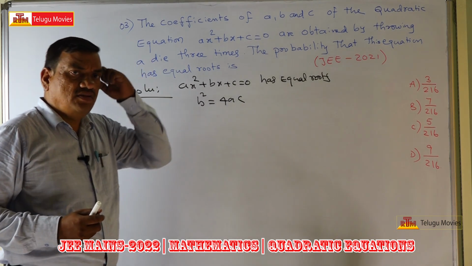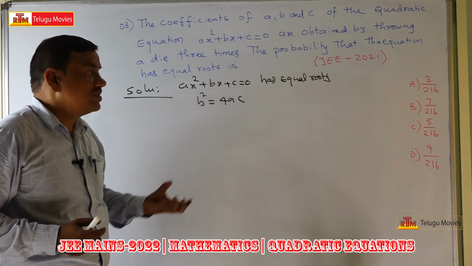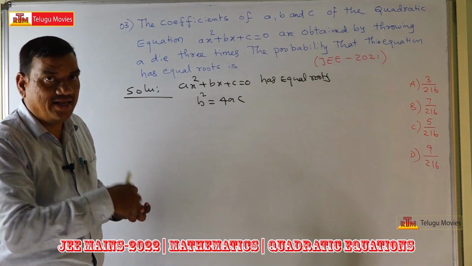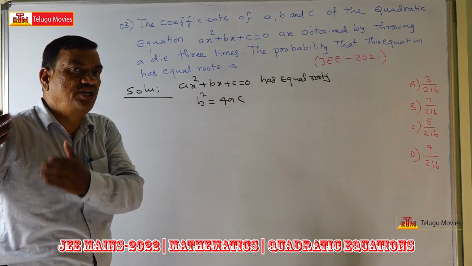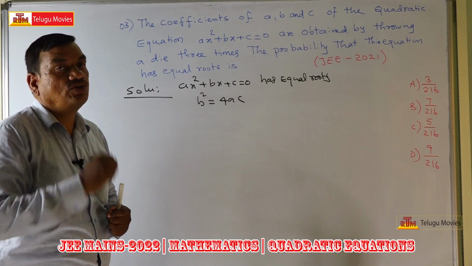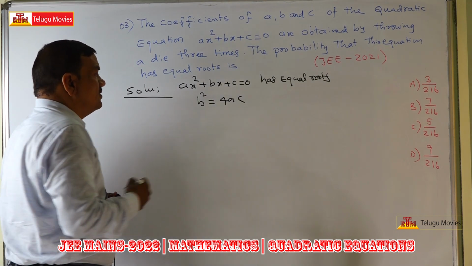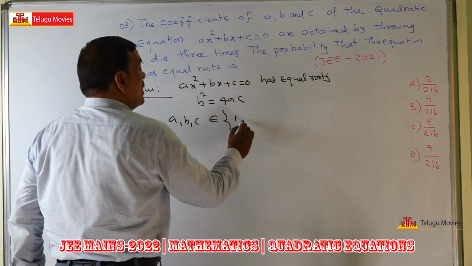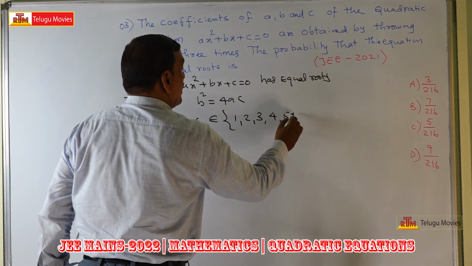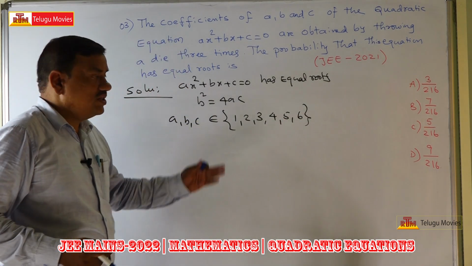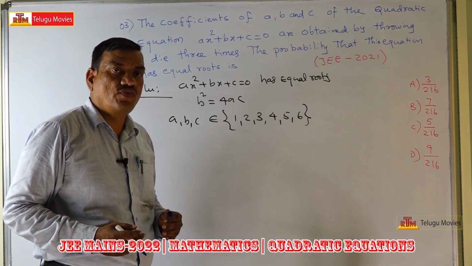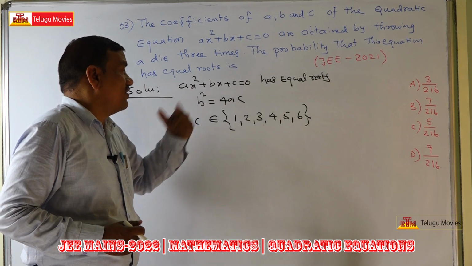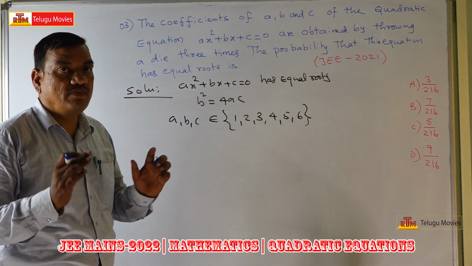So, what is given? These coefficients, a value, b value, c value, are obtained from a die thrown 3 times. So you will get ordered triplets. That means these values a, b, c belong to the set 1, 2, 3, 4, 5, 6. On the die only these numbers will be there, no? 1, 2, 3, 4, 5, 6. We have to find what values to take so that the equation b square is equal to 4ac will be satisfied.